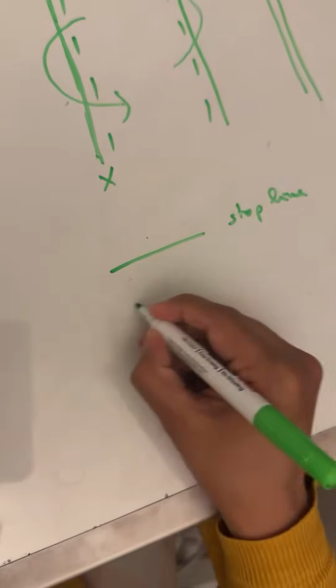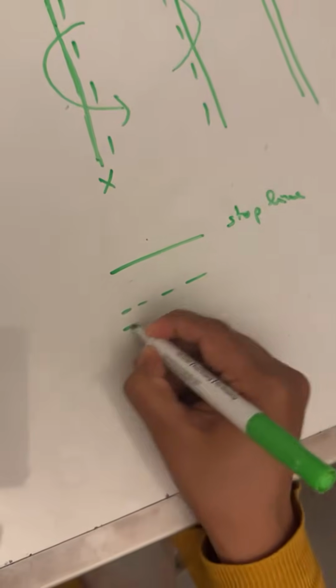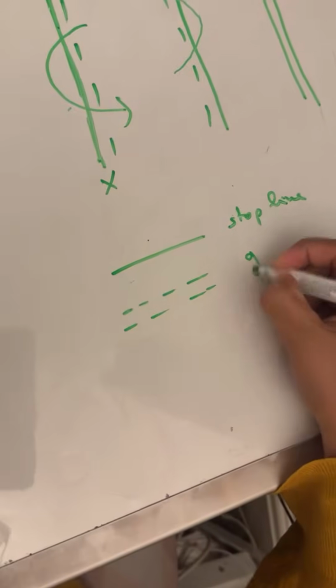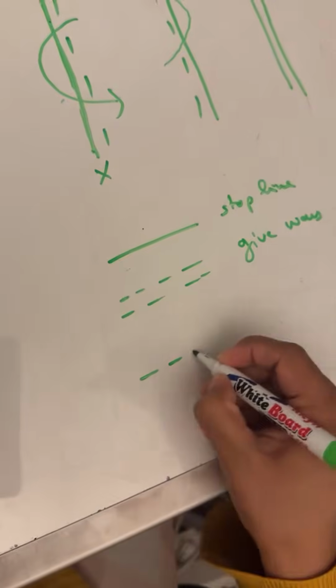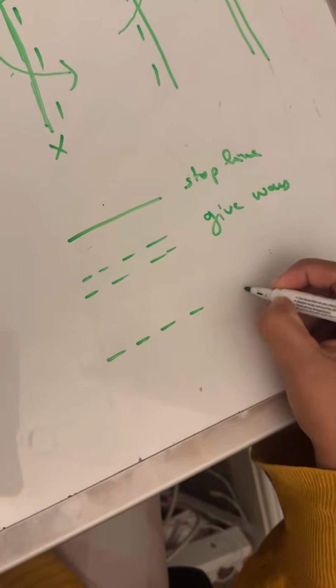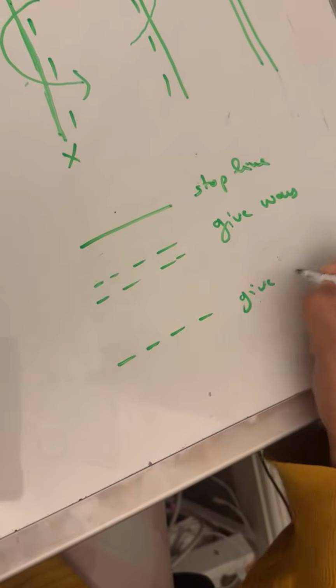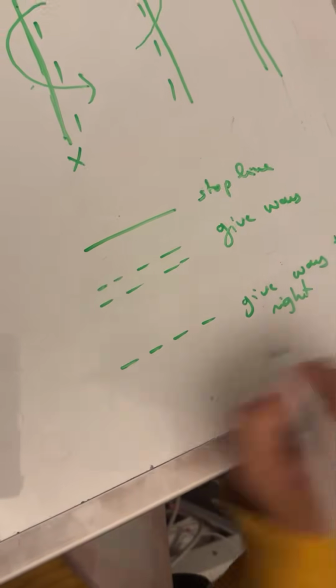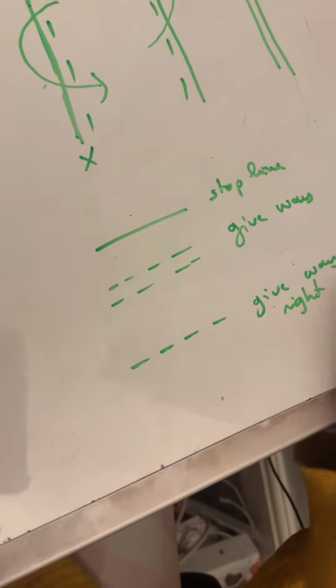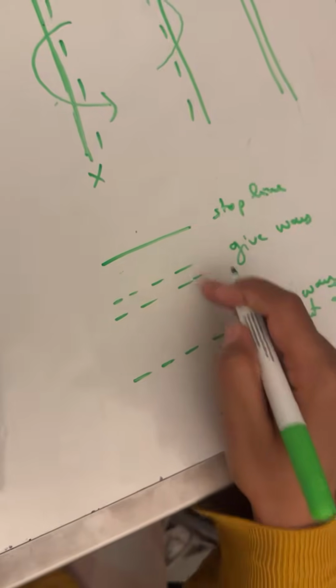Stop line is like that. Give way line is like that. Broken line. And we have a give way: one solid line, one broken line means give way to traffic coming from your right only. This one gives way to both traffic, left or right.